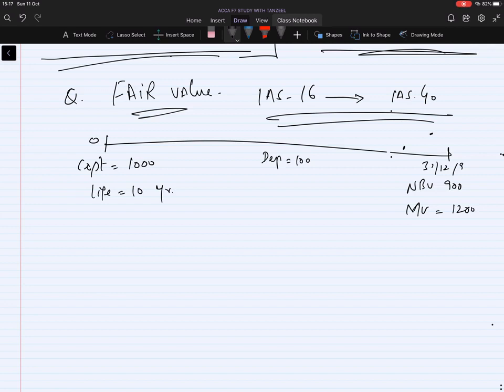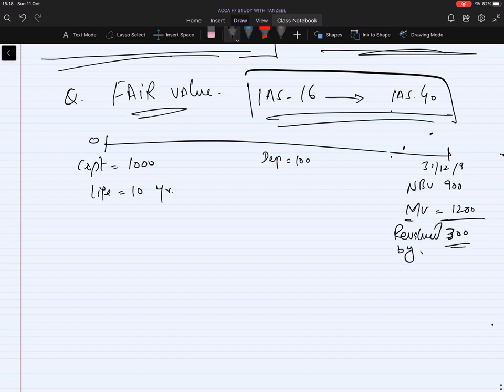Previously we were using IAS 16, so we will book the market value. We were using IAS 16 before, so we are going to revalue the property within IAS 16 before changing to IAS 40. All the changes go to revaluation reserve, revalued by 300. If this asset was revalued by 300 under IAS 16 before, then we will revalue this asset as per our previous standard, and then we will change to the new standard.